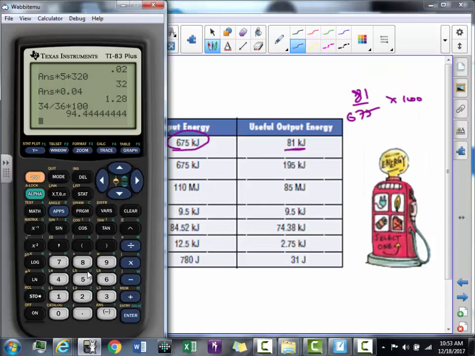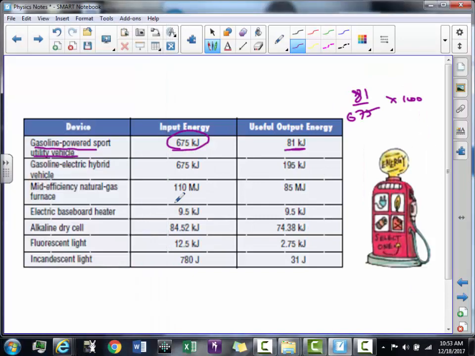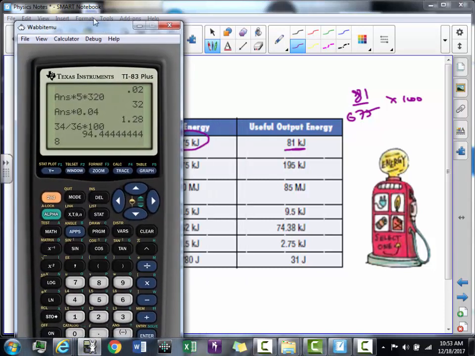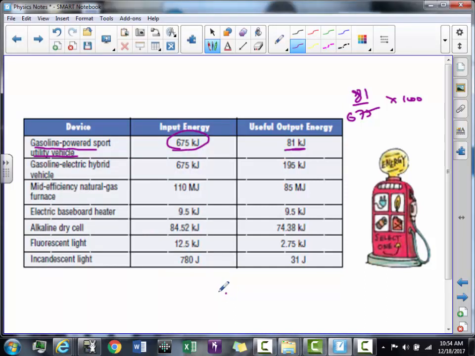I'm just going to do that real quick here. If you have a generic SUV, 81 divided by 675 times 100 means it's only 12% efficient. Where's the rest of the energy go to? Do you guys know? Through what, though? You're right. Through heat, through friction. You're losing energy inefficiently due to heat.